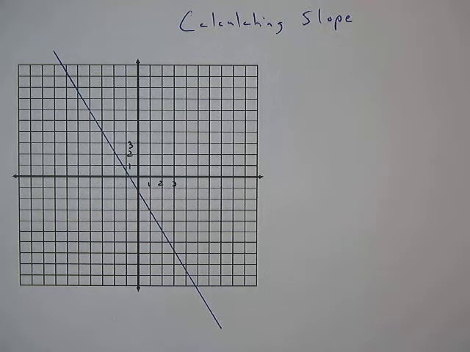In today's video, we're going to talk about calculating the slope of a line from a graph, and then we're going to talk about calculating the slope of the line when given only 2 points without a graph. So as you can see, I have a line here on this coordinate plane. The first thing I'm going to do is find 2 points that intersect with the grid lines of the graph and mark them.